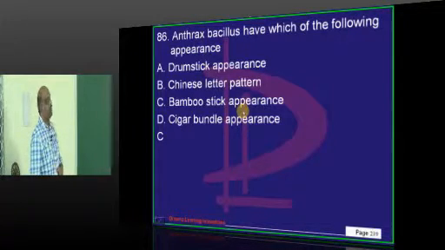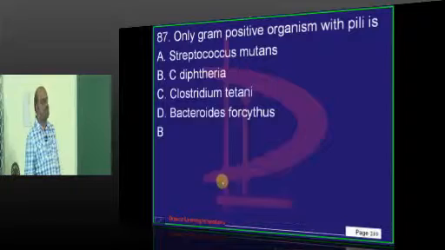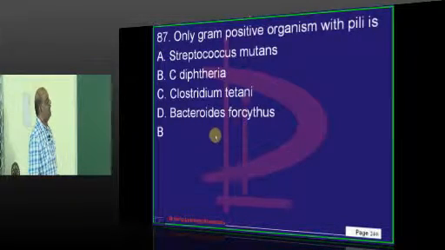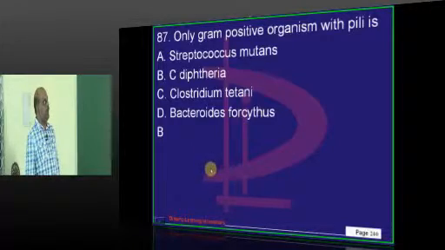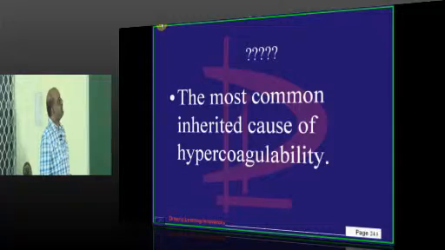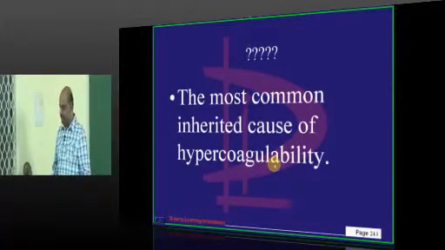Now coming to the Anthrax bacillus, it is the one which is bamboo stick in appearance. Corynebacterium is the only gram-positive organism with a pili. Salmonella requires tryptophan. Okay, should be an answer.